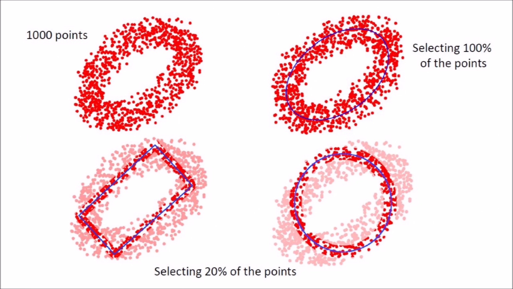The problem of selecting specific data points can be illustrated with this example of 1,000 points. If we select all the points, we can fit them with an ellipse by using a least squares method. However, if we select only 20% of the same points, we can make them fit a rectangle or a circle, depending on our selection criteria.